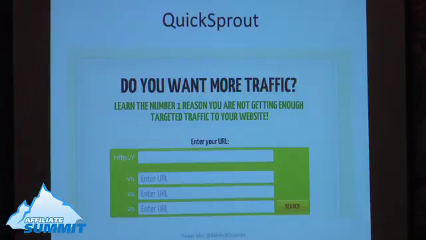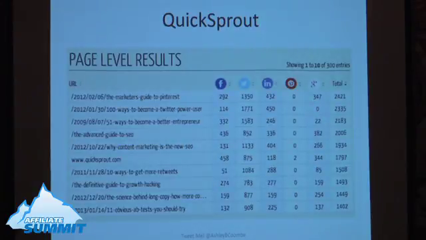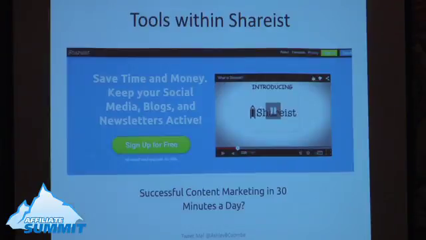QuickSprout. Go to quicksprout.com. Put in your URL, put in 3 URLs of your competitors, and you are going to automatically see of their content which is resonating the most with their audience, which of their blog posts got shared the most on Facebook, Twitter, LinkedIn, Pinterest, Google+, and total. If those titles are working well for them, it's a good idea for you to try them with your audience.